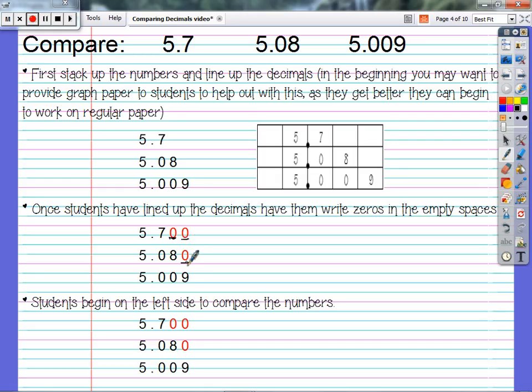Because what happens many times, this is one of the biggest misconceptions that students have. They see a number that only has 2 digits. Oh, well, this is going to be my least amount. And oh, well, this one has 4 digits. Oh, well, this is going to be my greatest amount. That's the biggest misconception that they have. So it is very important that they put zeros in those empty spaces. That way they have the same number of digits and they're able to compare. And then students also remind them to begin comparing on the left side when they're comparing numbers.